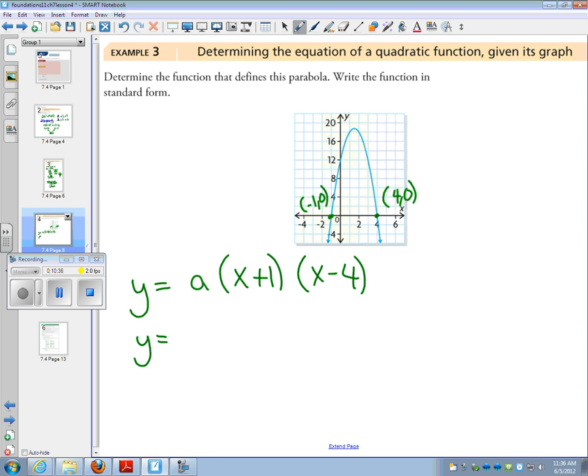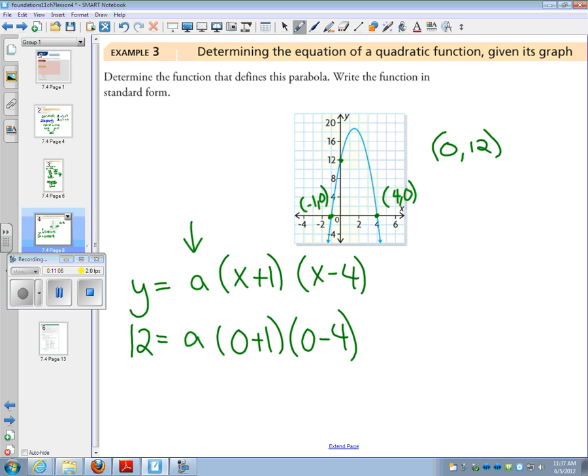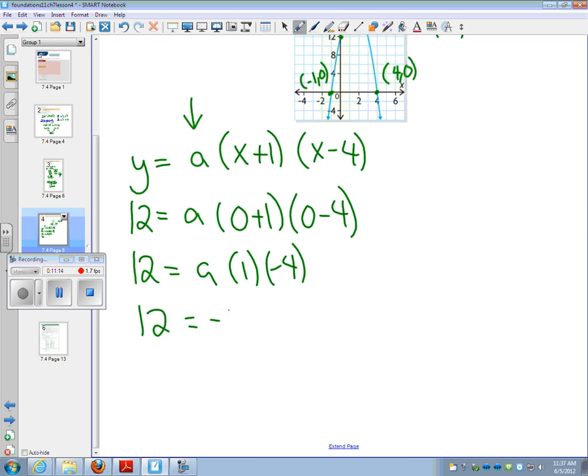Now I am going to pick another point on this graph to figure out what my a is. I see this point right here, the point (0, 12). So when I put in an x value of 0, it should spit out a 12 for y. So 0 plus 1, 0 minus 4, and we're just going to do the work to solve for a. I get 1 times -4, so 12 is equal to -4a. Well, a must be -3.